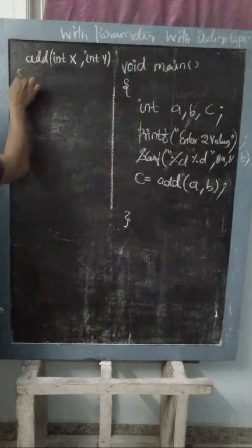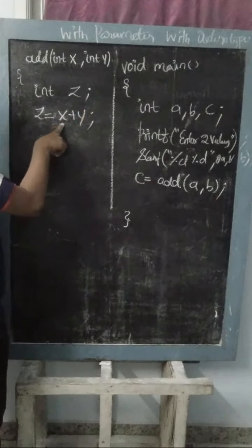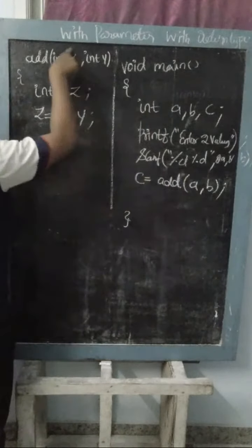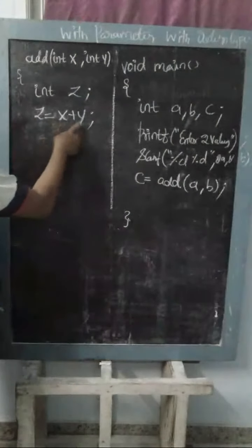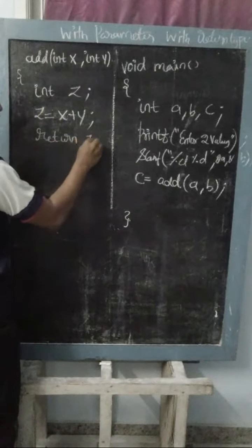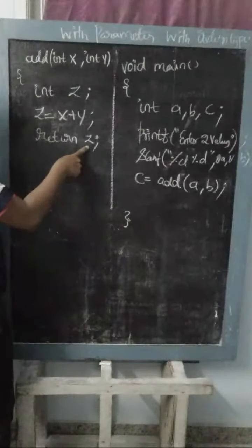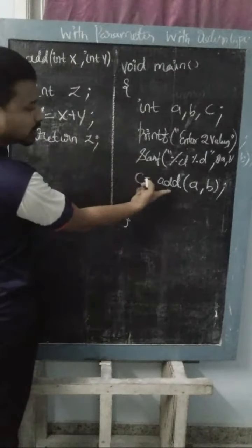Okay, anyway I am going to create a new variable called z. Fine. Z is equal to x plus y. What is the value of x? We know that the A value is received by x, the B value is received by y, so x and y already have values. So return z. We are returning the z value. The z value is the sum of the two numbers. It will be returned to the function call.